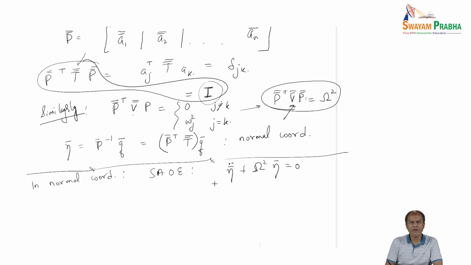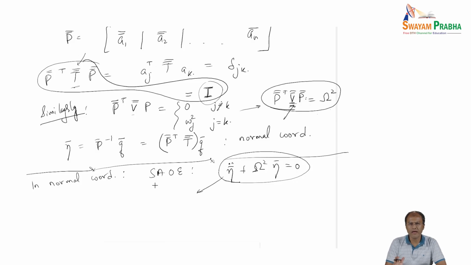Again, how did we get this form? If we go back to our small amplitude oscillatory equation, which was written in T and V form, and we pre-multiply by P transpose and post-multiply by P, and use the distributive property of the matrices, we will reduce it into this particular equation using the transformation for the matrices T and V. Right?